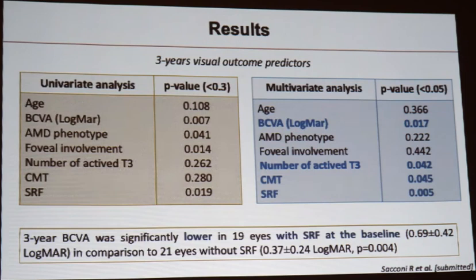But the most important thing is about the subretinal fluid, because patients with subretinal fluid at baseline were characterized by lower final best corrected visual acuity. So, in this series, in patients with type 3 macular neovascularization, if you have subretinal fluid at baseline, you will have a lower best corrected visual acuity at the end of the follow-up. And this is the opposite of what was reported before.